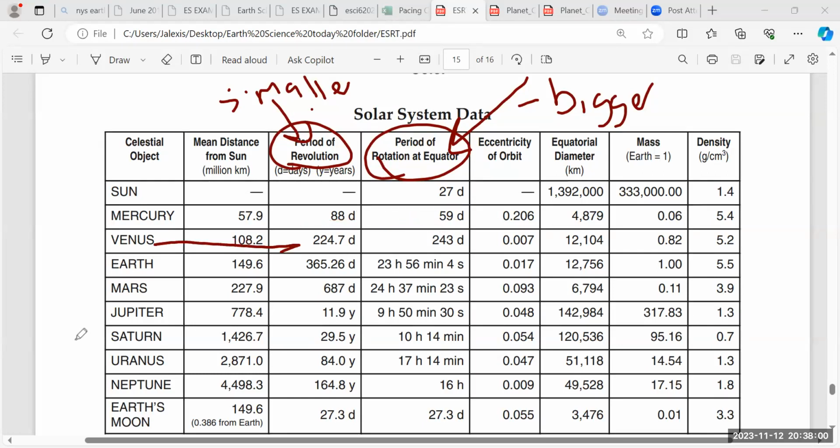Let's look at Venus. Venus has a period of revolution of 224.7 days. Venus's period of rotation is 243 days. This number, 243 days, the period of rotation, is bigger than this number. And so because the period of rotation number is bigger than the period of revolution, Venus is our correct answer. Venus is the only planet where the period of rotation is bigger than the period of revolution.